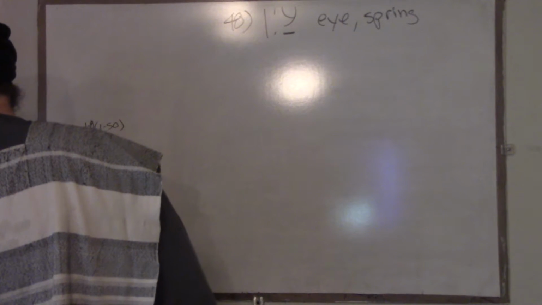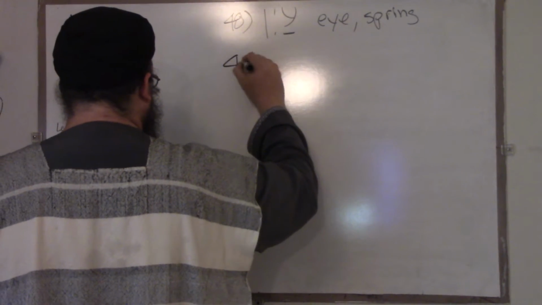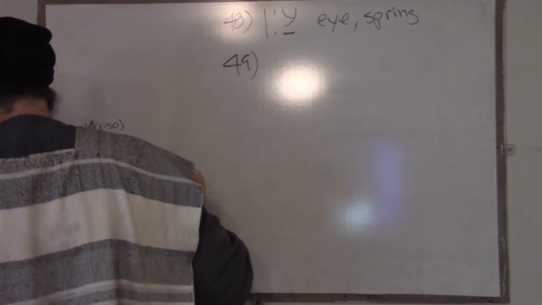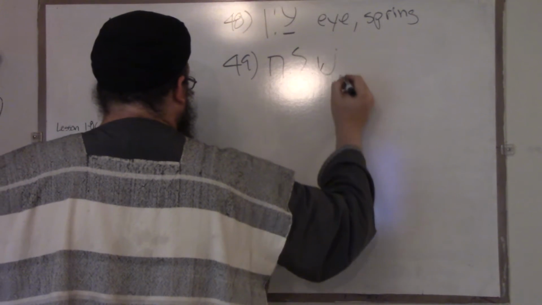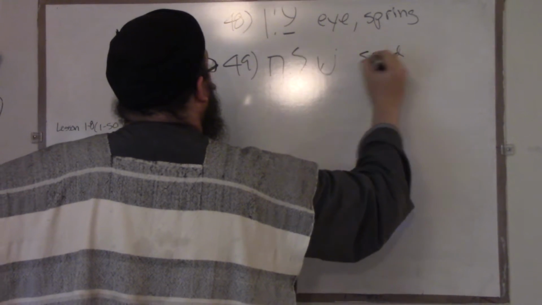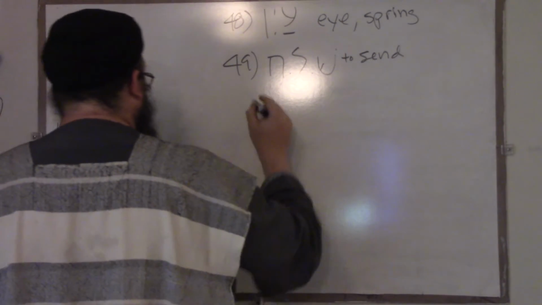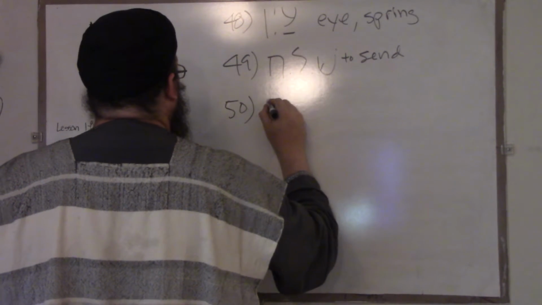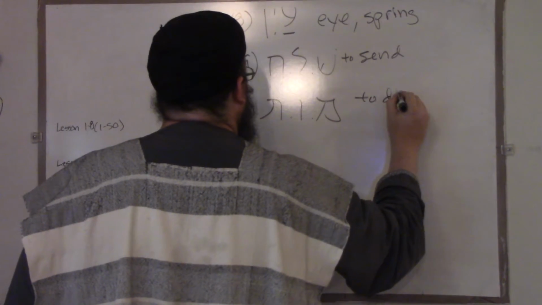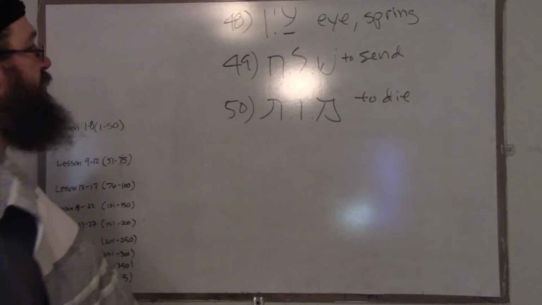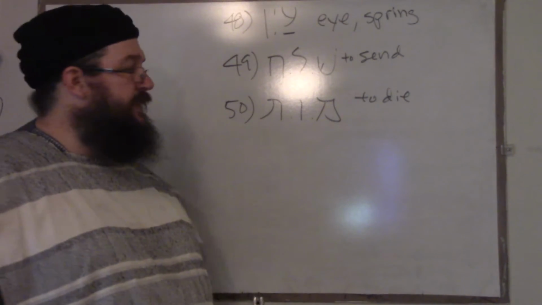And then lastly, we're getting to our last moments here. 49. We have the word shalach, which is a word to send. And then last one, 50. To die. The word mem vav tav, to die. Alright? And so this is our 50 words of vocabulary.